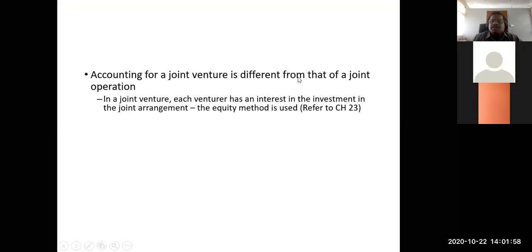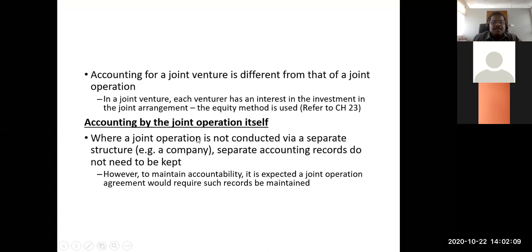Accounting for a joint venture is different from a joint operation. In a joint venture, each venturer has an interest in the investment in the joint arrangement. The equity method is used. We have discussed it earlier. Accounting by the joint operation itself: where the joint operation is not conducted via a separate structure, separate accounting records do not need to be kept. However, to maintain accountability, each joint operator would require such records to be maintained.